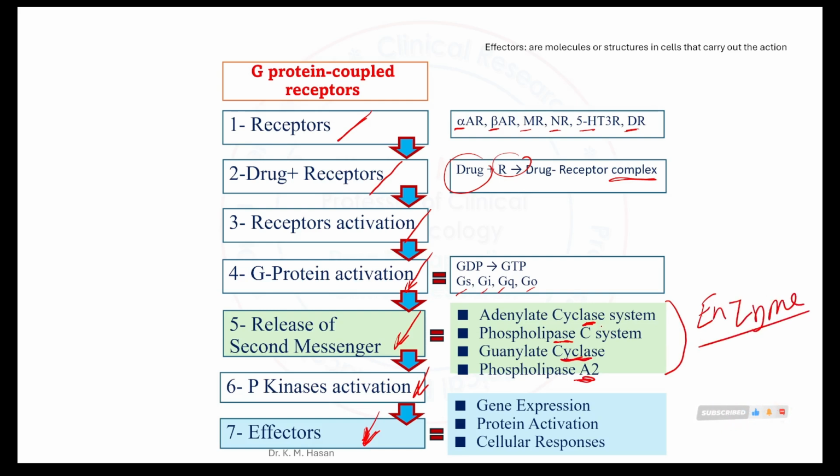We talk about enzymes: adenylate cyclase, guanylate cyclase, phospholipase C, phospholipase A2. Moving to what happens to the effector cells: it could be a cellular response, protein activation, or gene expression.